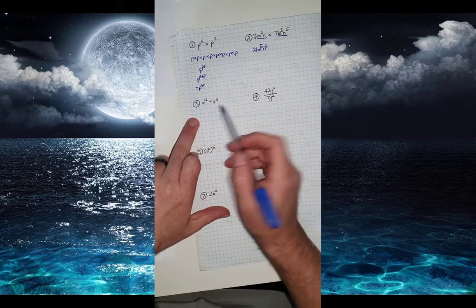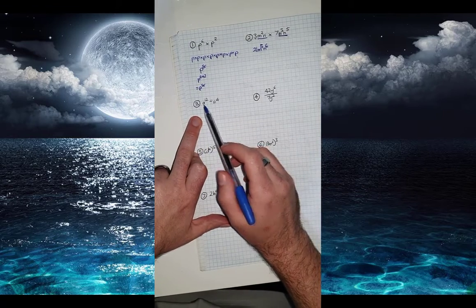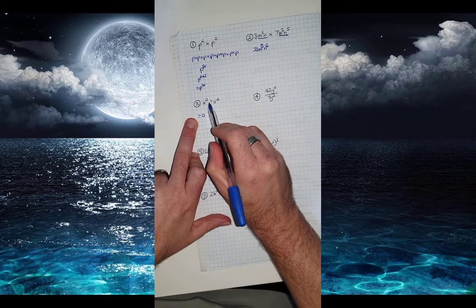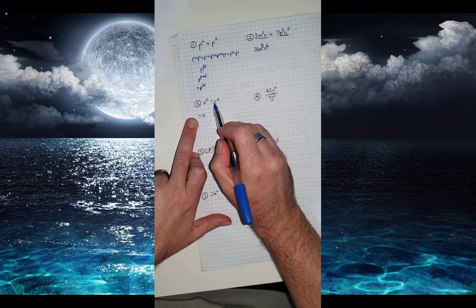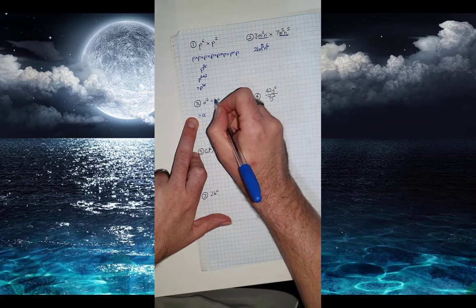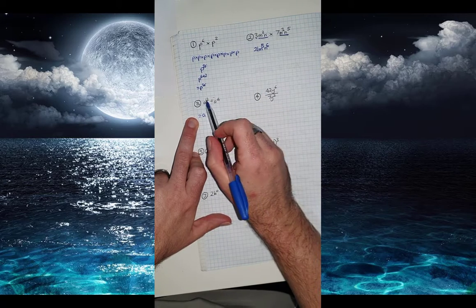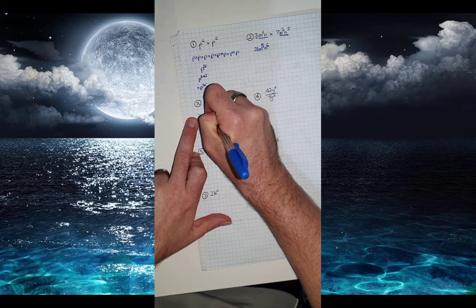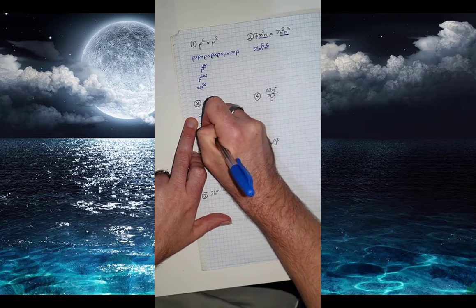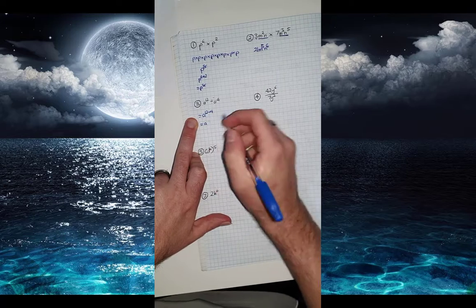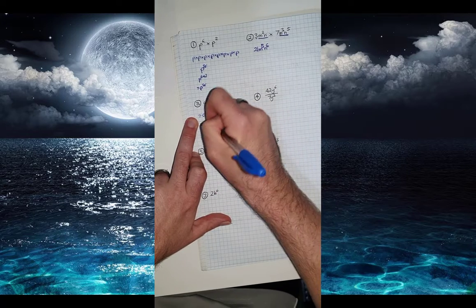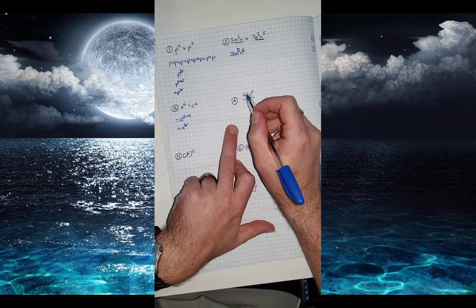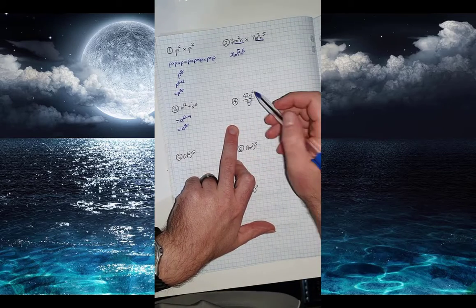Now, going on to our second index law. We've got a to the power of 12 divided by a to the power of 4. Now we know with division, what that means for the index laws is that it is actually subtraction. So 12 take away 4. So a, 12 take away 4 equals 8. That's our answer.